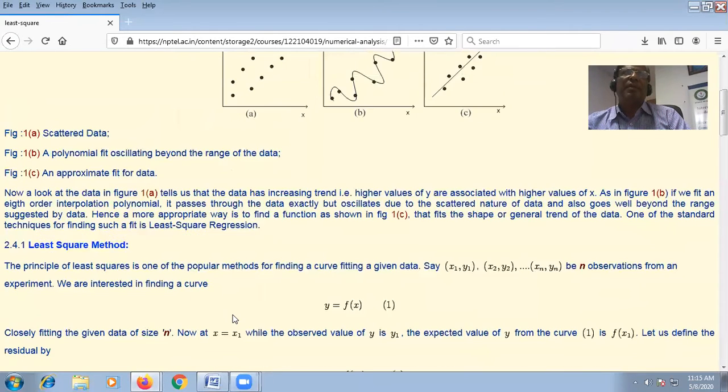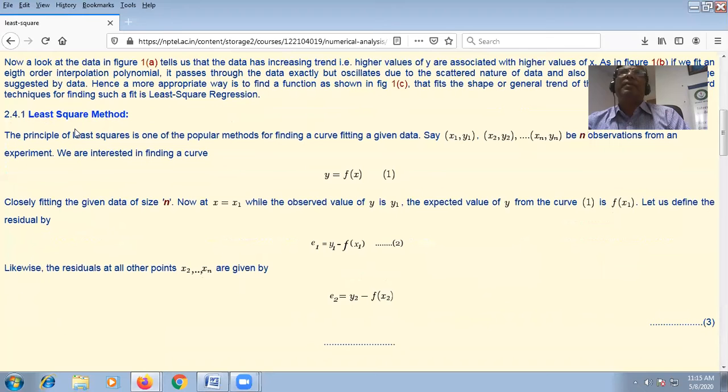This is the least square method. You have some data in this form, and we are interested in finding a curve as y equals f(x). Then substitute this x by x1, and y is the dependent variable and x is the independent variable. So if this is f(x1), this is y1 maybe.